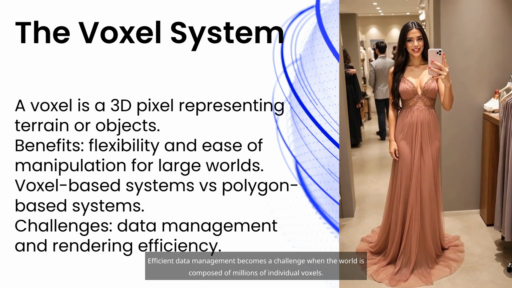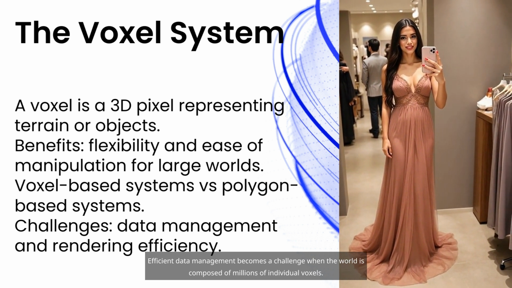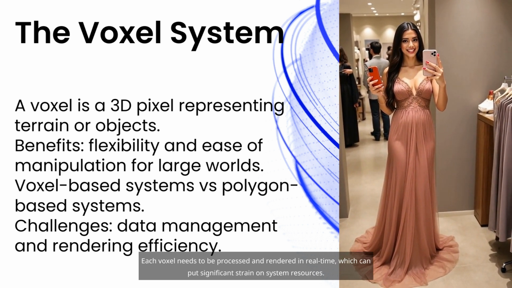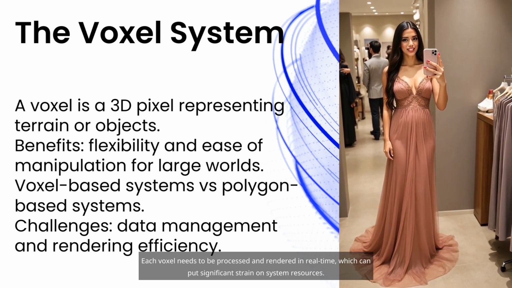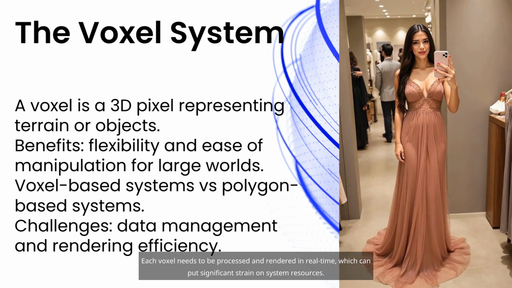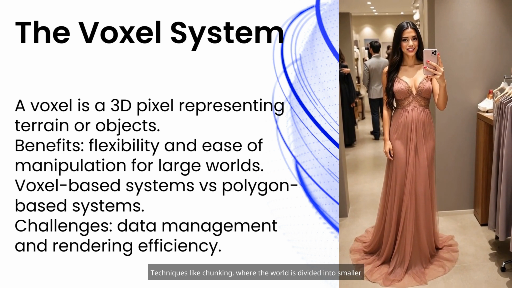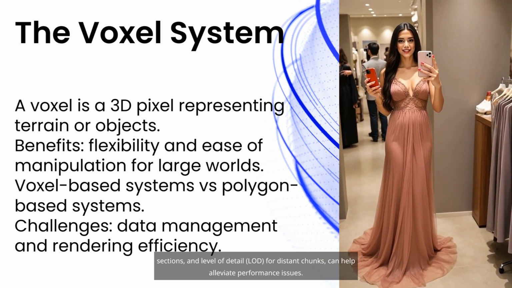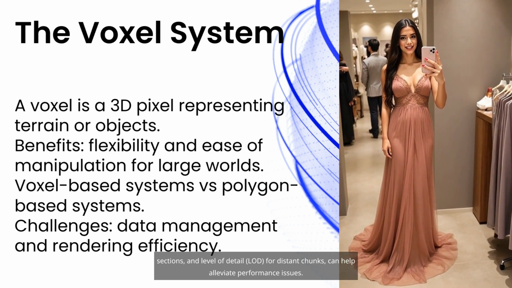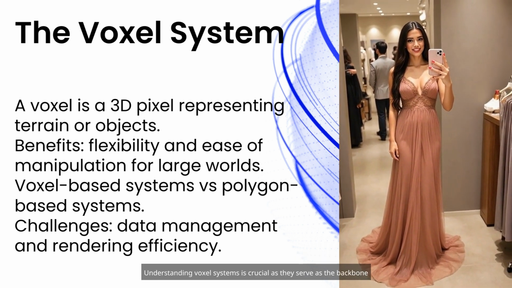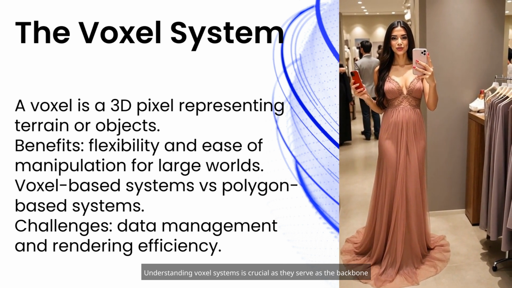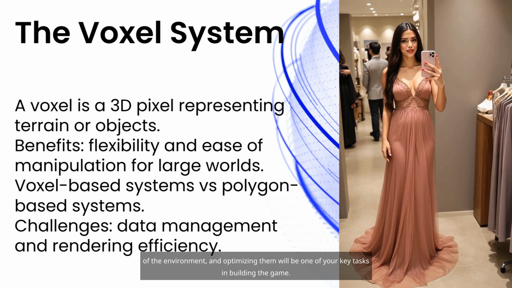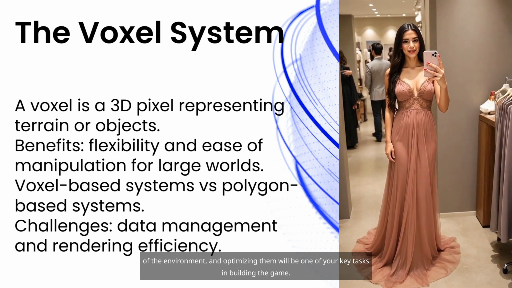Efficient data management becomes a challenge when the world is composed of millions of individual voxels. Each voxel needs to be processed and rendered in real time, which can put significant strain on system resources. Techniques like chunking, where the world is divided into smaller sections, and level of detail, LOD, for distant chunks, can help alleviate performance issues. Understanding voxel systems is crucial as they serve as the backbone of the environment, and optimizing them will be one of your key tasks in building the game.